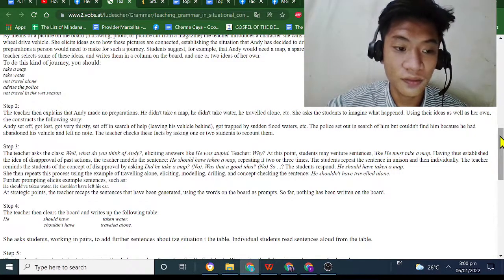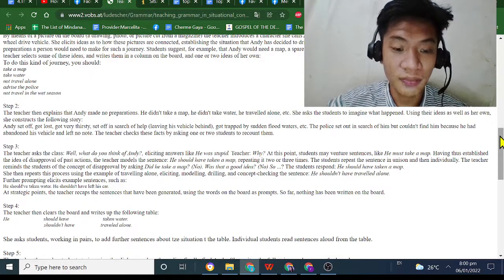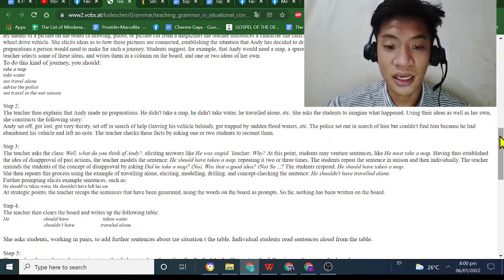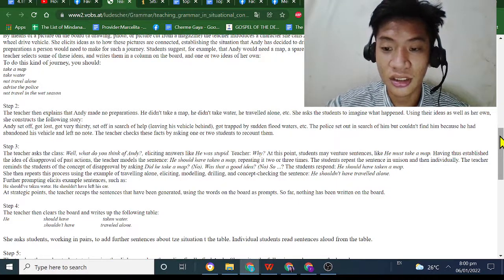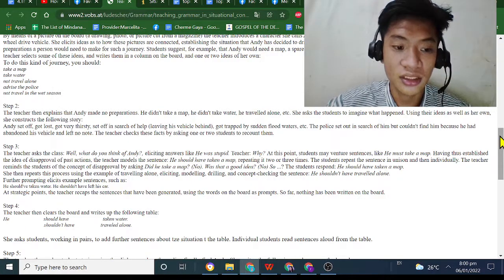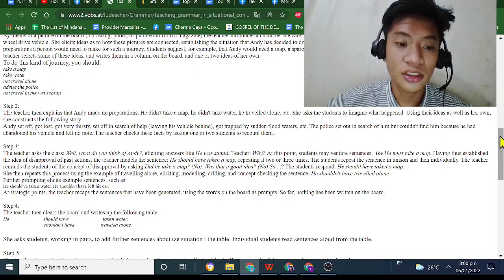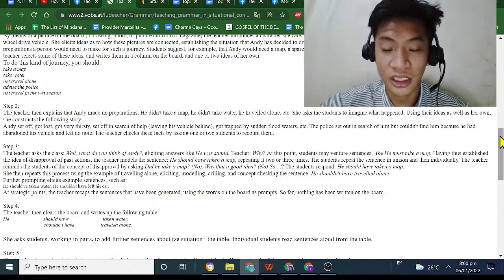Andy set off, got lost, got very thirsty, set off in search of help, leaving his vehicle, got trapped by sudden flood waters, etc. The police set out in search of him but couldn't find him because he had abandoned his vehicle and left no note. The teacher checked these facts by asking one or two students to recount them.